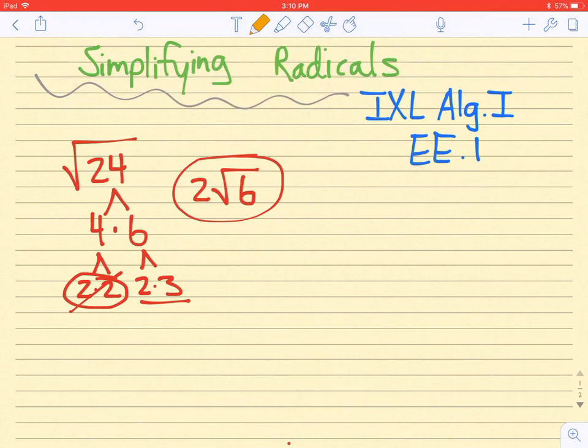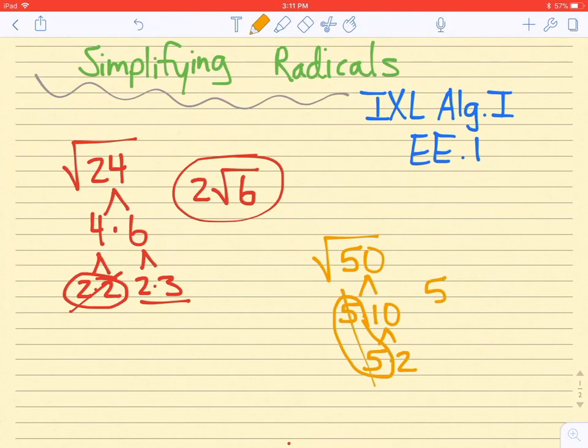So what if we have the square root of 50? 50 comes from 5 times 10, and 10 comes from 5 times 2. So we end up with a pair of 5's, so we could take out a 5 because of that pair of 5's, and we have a 2 left over.